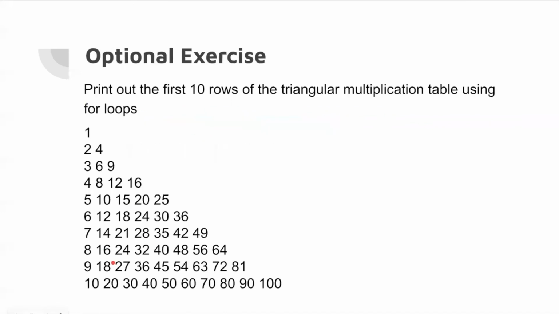Now here is an optional exercise. Print out the first 10 rows of the triangular multiplication table using for loops. So this is 1 times 1. This is 2 times 1. This is 2 times 2. And then 3 times 1, 3 times 2, 3 times 3, and then so on. I'll give you a quick hint. You need to use a for loop inside of another for loop. So if you want to try this exercise, pause the video here and then keep watching for the solution.